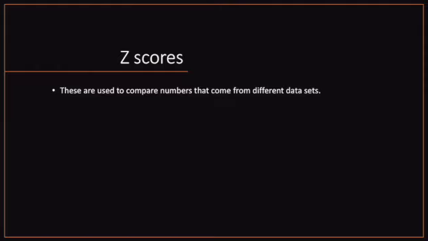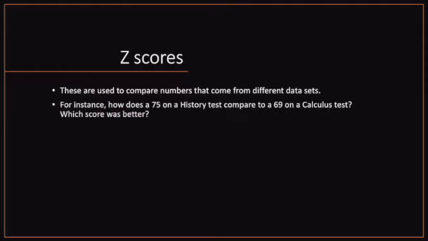So let's talk about this. First thing I want to talk about is Z-scores, because Z-scores relate to the normal curve and the standard deviation, which are the previous two sections we just talked about. So Z-scores are used to compare numbers that come from different data sets. So, for instance, how does a 75 on a history test compare to a 69 on a calculus test? Which score was better? One needs more information to answer this question.